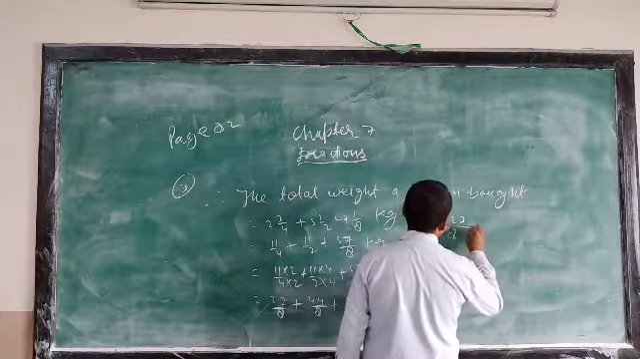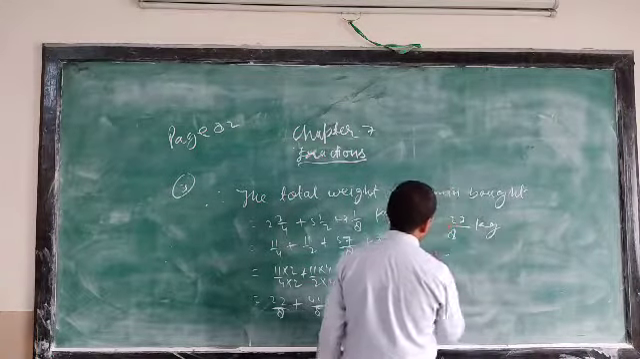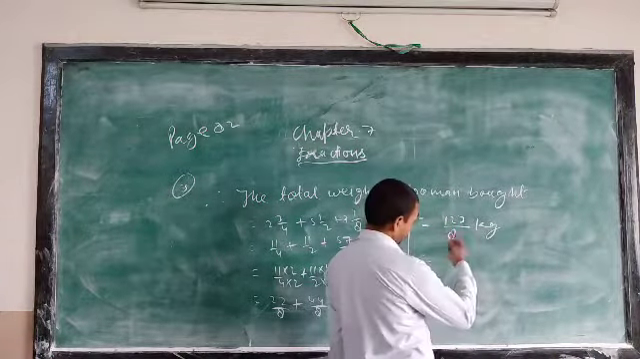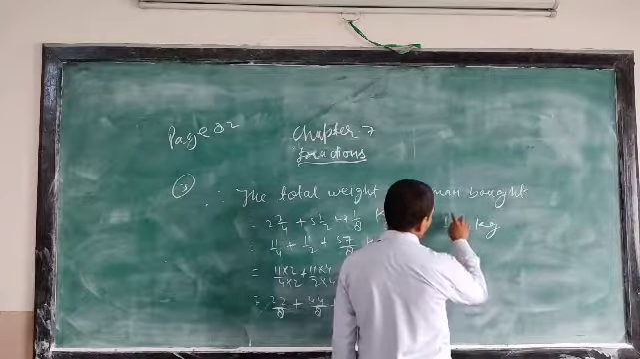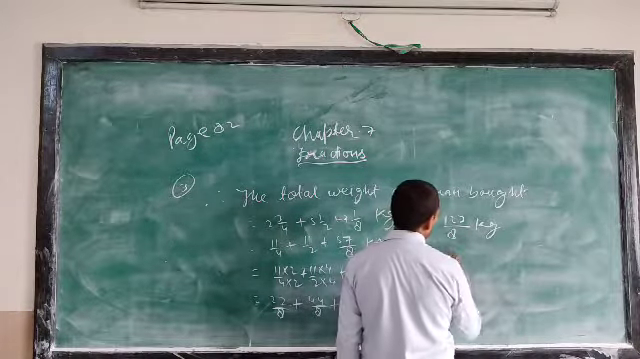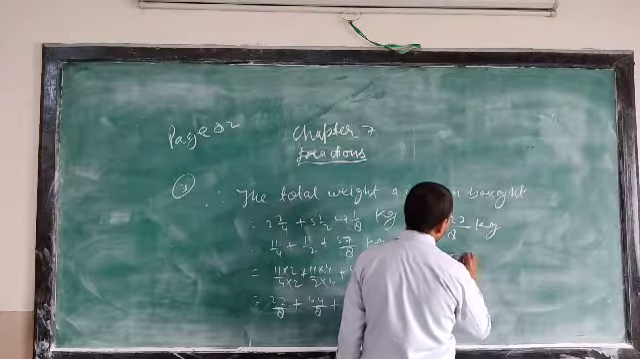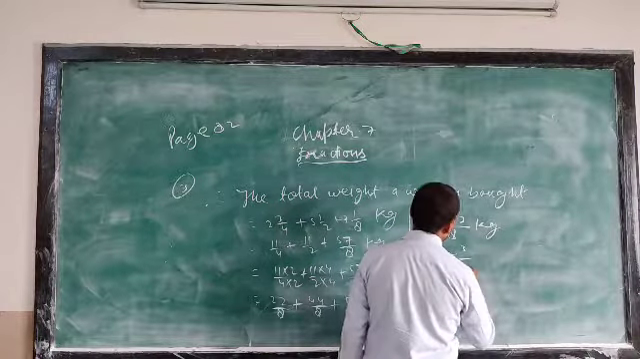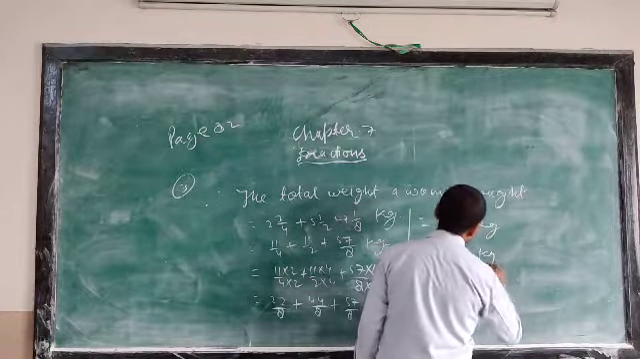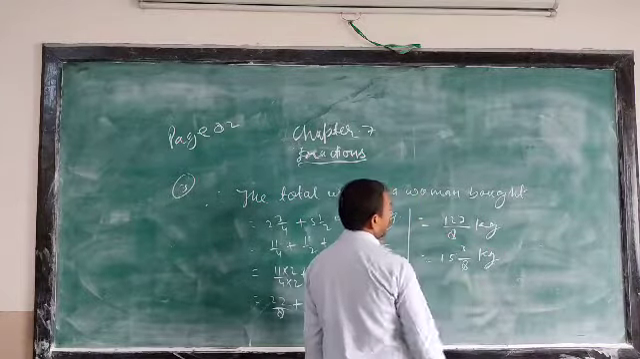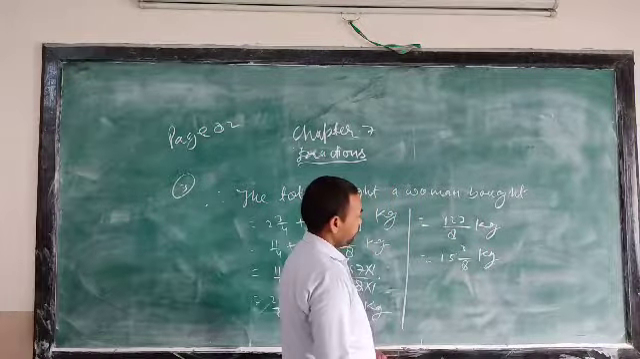123 by 8 kg. You can convert it into a mixed fraction. You divide 123 by 8: 15 will be the quotient, 3 will be the remainder, and 8 the denominator. So 15 and 3 by 8 kg.